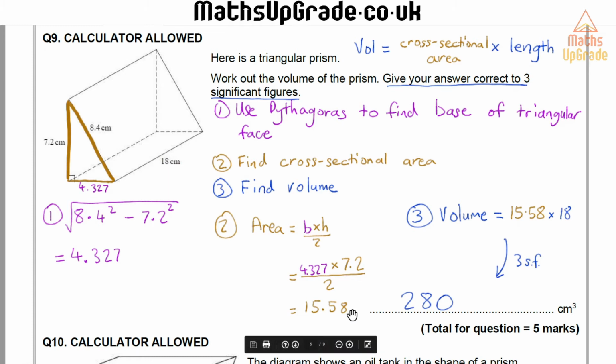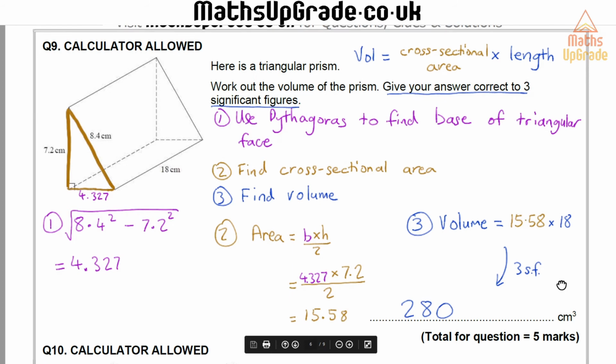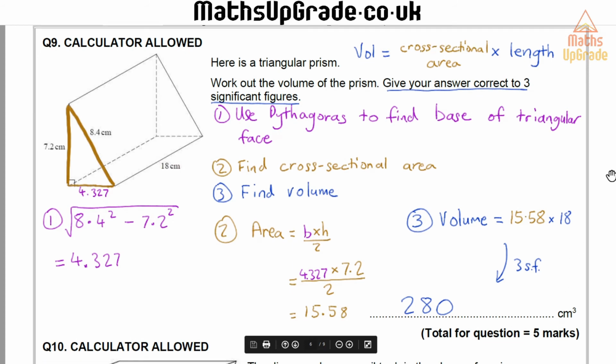Now to find the volume, I just apply this formula here, which we've been using throughout this booklet. So the volume is just the cross-sectional area times the length. Here's the cross-sectional area which I found. There's the length going back through the shape. Multiply them together and then round it to 3 significant figures. Let's just check the units are in centimeters cubed, and I've used centimeters throughout this question, so that is fine as well. The entire question is worth 5 marks, and that's how you do it.